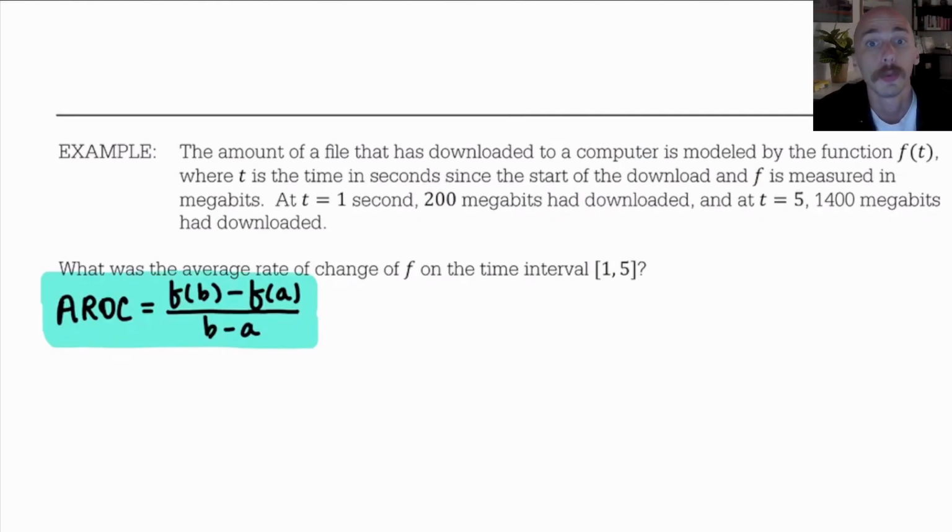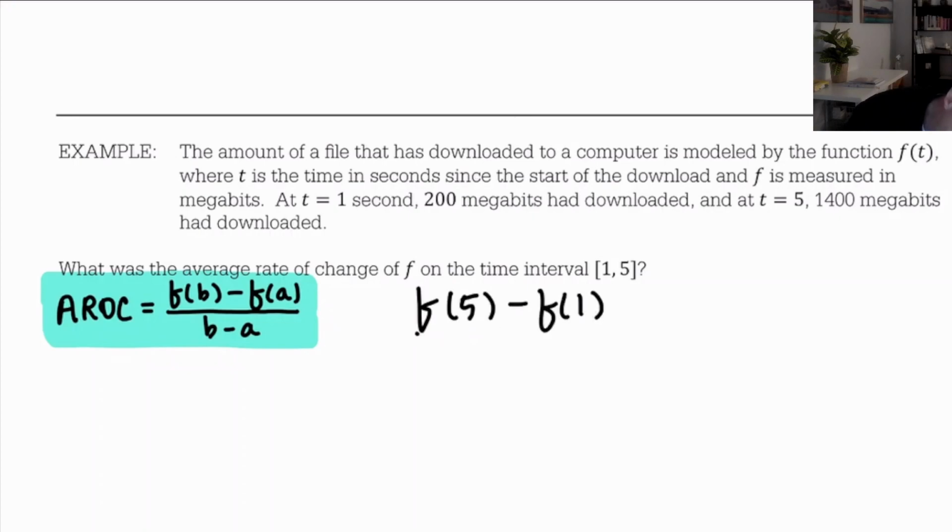This is a formula that we are just expected to know in AP Precalc. The average rate of change of a function is given by f of b minus f of a over b minus a, or rise over run, or however you're going to remember it. But we need to be able to just know that formula. So what we're looking for here is f of 5 minus f of 1 divided by 5 minus 1.